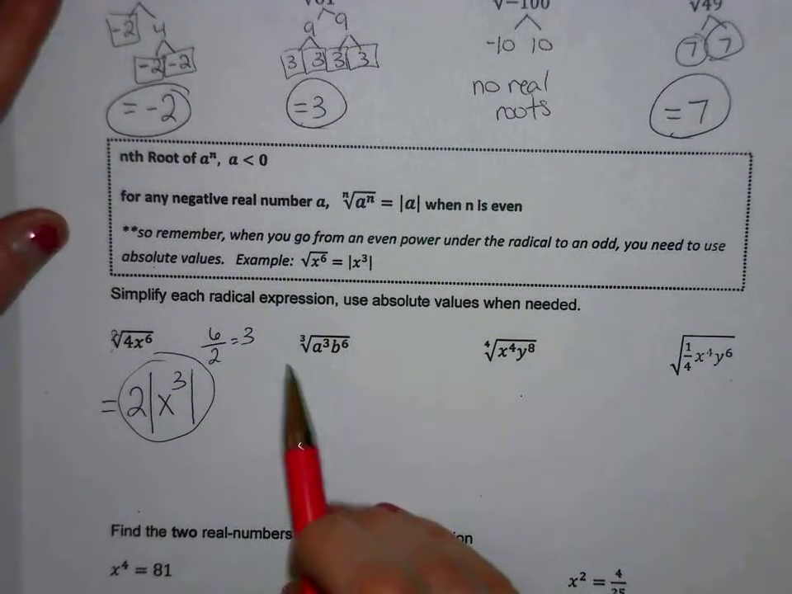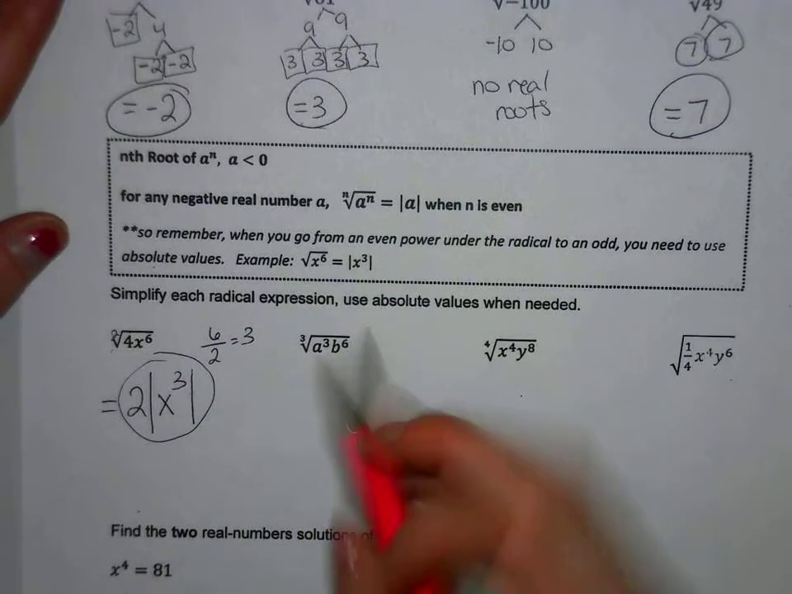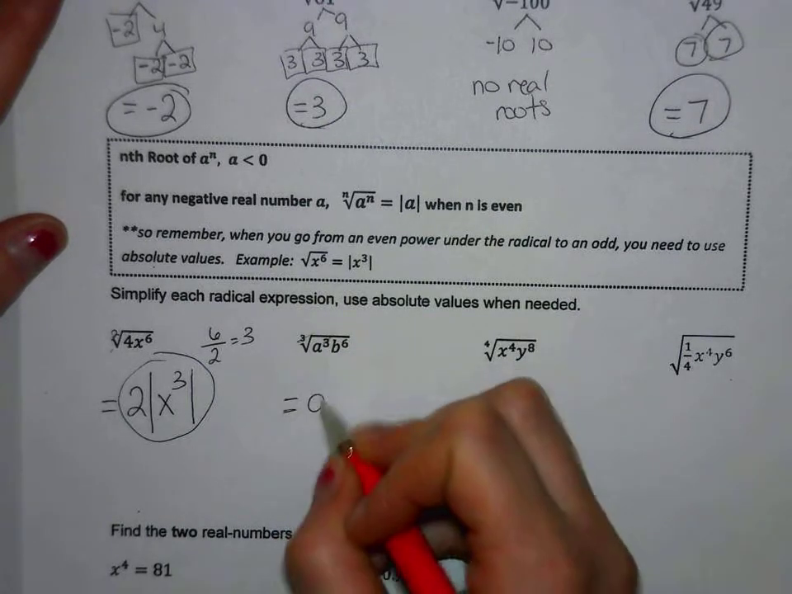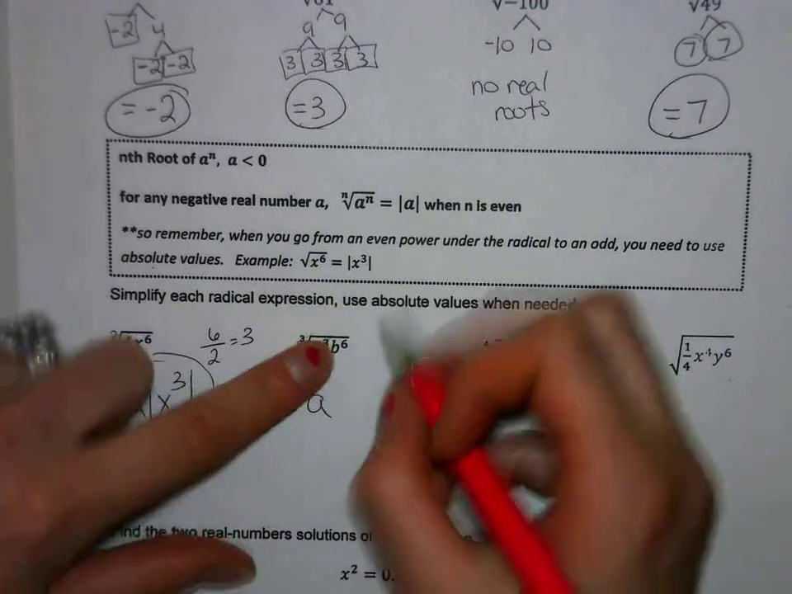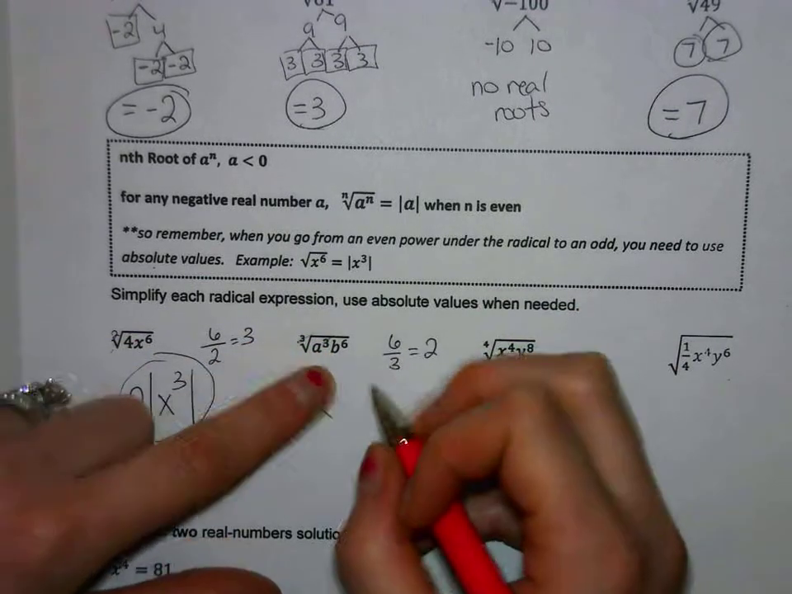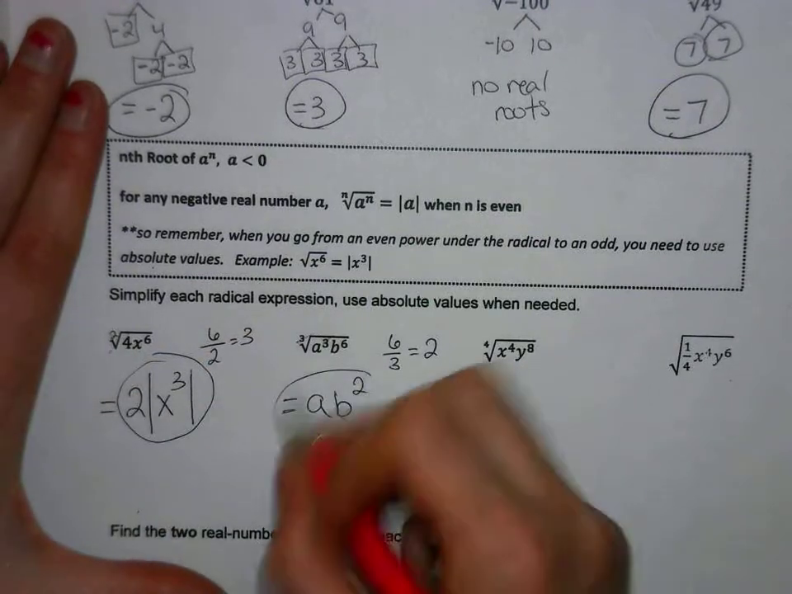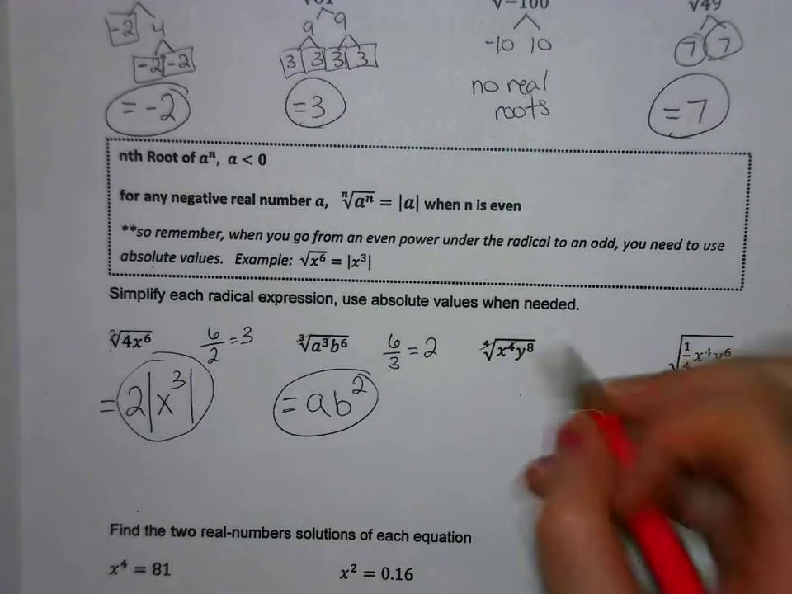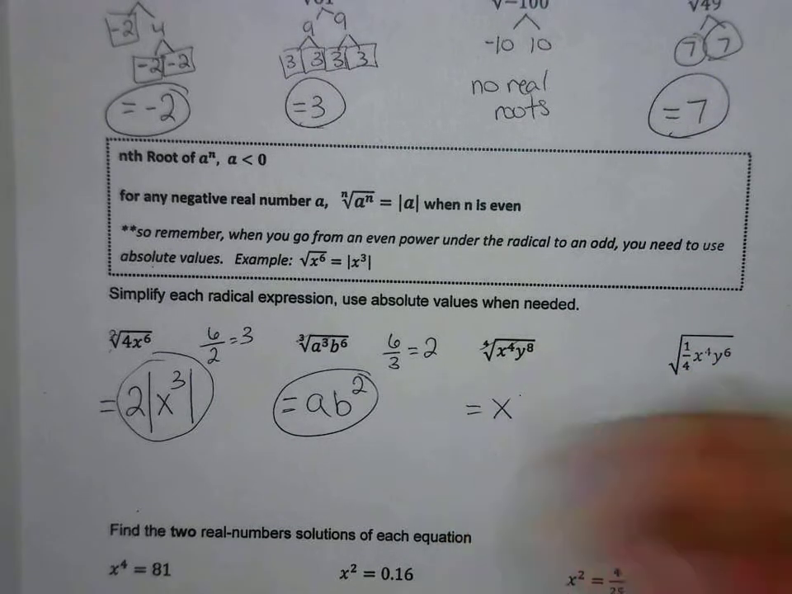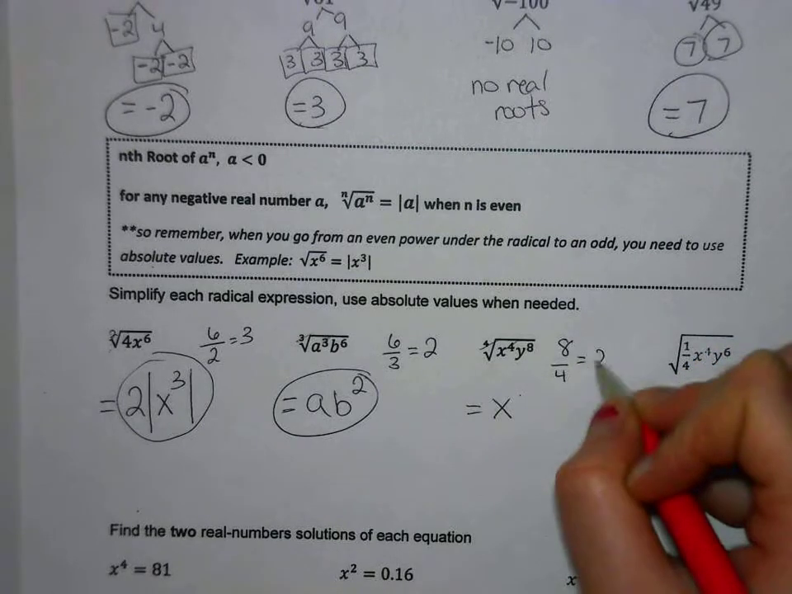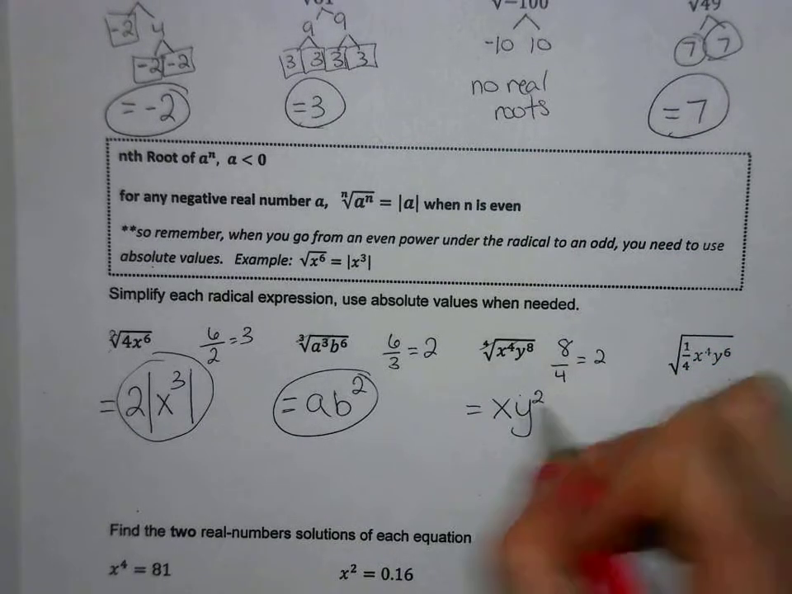So let's try this again. If you take the third root of a to the third, the root and that third power cancel each other out, and you're just left with a. b to the 6th divided by 3 equals 2. So that means we have b squared. Fourth root and a power of 4 cancel each other out, so we're left with just an x. 8 divided by 4 equals 2. So that means y squared is what's left.